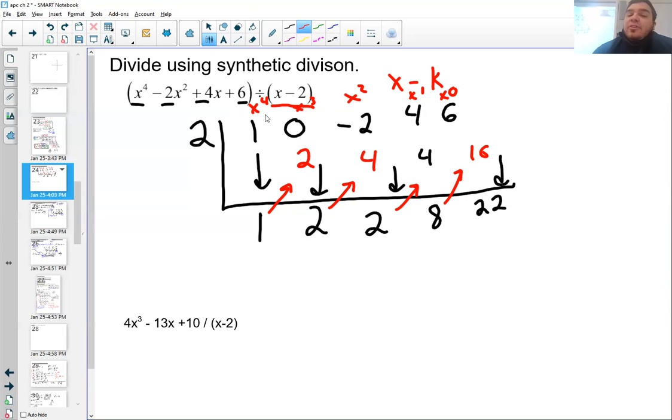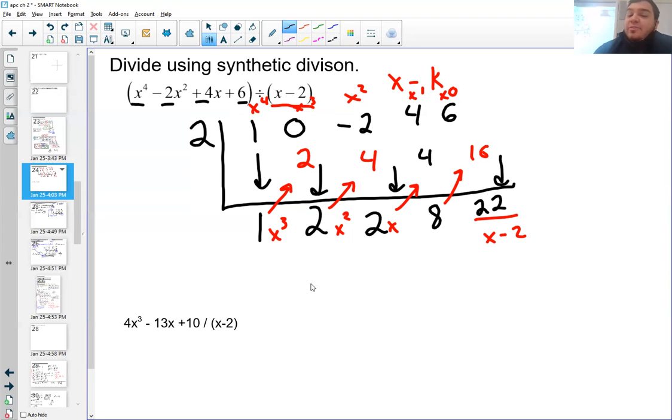So every x is going to go down 1 power. So this is going to be x to the 3rd, x to the 2nd. Wait, no, is it? It should go down 1 power. Oh, yes, you're right. X to the 1st, x to the 0, which is just a number. And this is going to be the remainder, x minus 2.